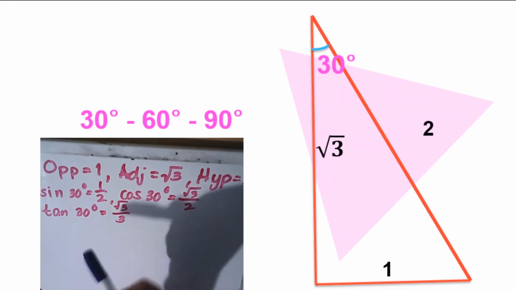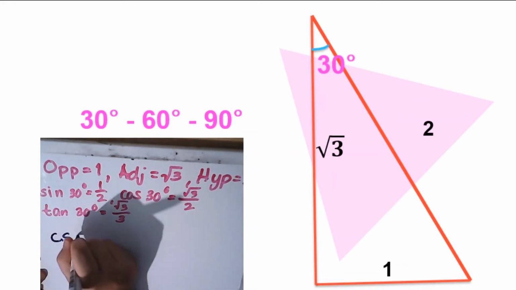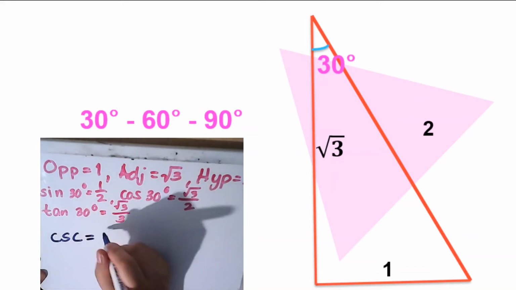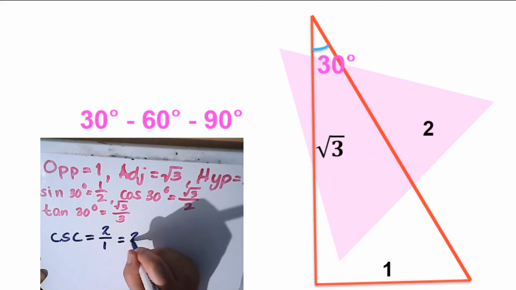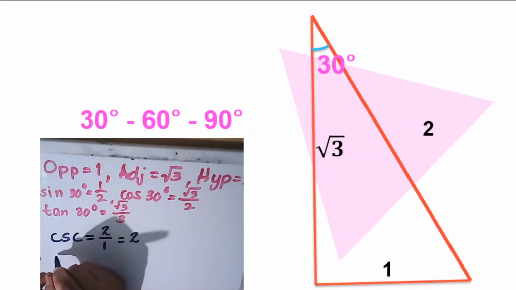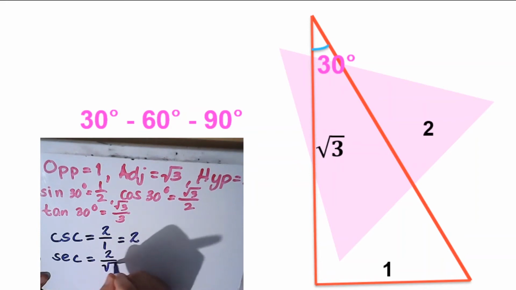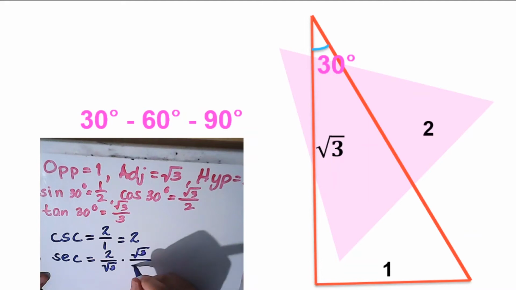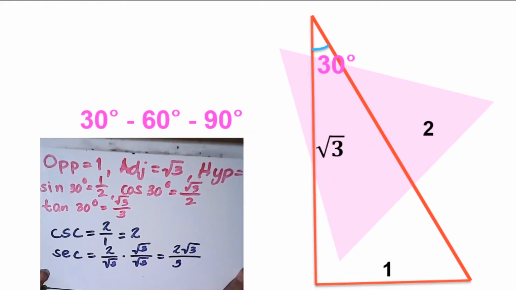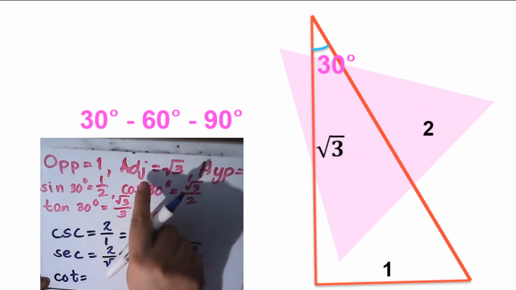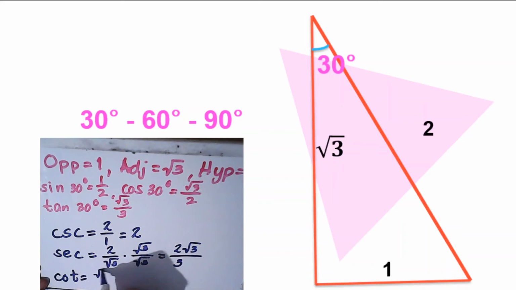The reciprocal of sine is cosecant. Therefore, it is hypotenuse over opposite side, which is 2 divided by 1, and 2 divided by 1 is equal to 2. The reciprocal of cosine is secant. So, it's hypotenuse divided by the adjacent side. So, it will be 2 over square root of 3. And again, we have to rationalize the denominator by multiplying both numerator and denominator by square root of 3. So, secant is 2 times square root of 3, which is 2 square root of 3, all over square root of 3 times square root of 3, which is 3. And cotangent is adjacent over opposite side. So, it is square root of 3 divided by 1, or square root of 3.